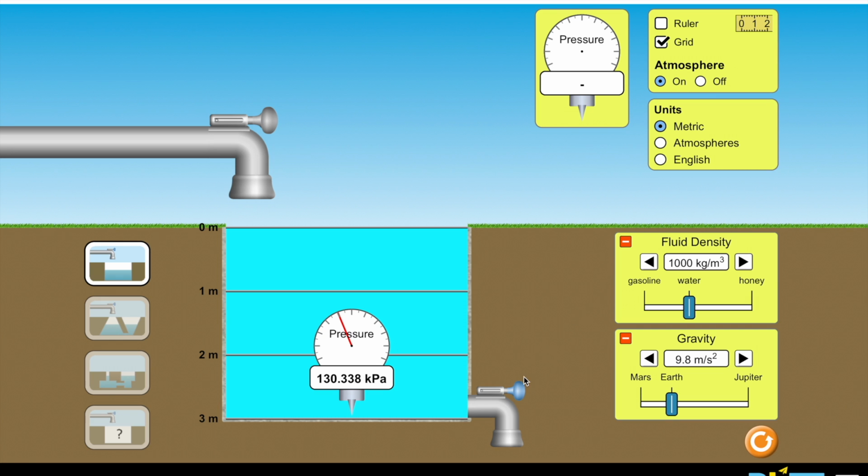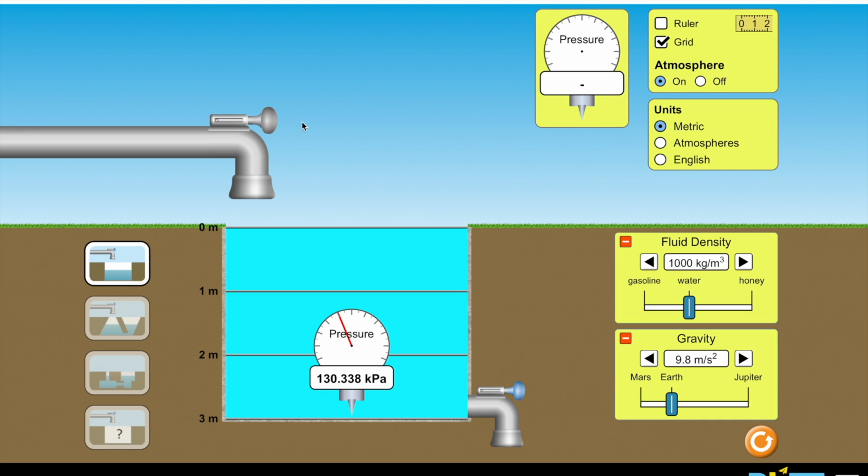Now, if I drain the tank, you can see as the depth decreases, the height decreases, then the pressure is also going to decrease. And that shows us once again that the pressure and the height are directly proportional. All right, if I drain that like that, then the pressure decreases, I can fill the tank up, and the pressure once again increases. Okay, so from that screen, you can investigate and you can see that the pressure and the depth are directly proportional.